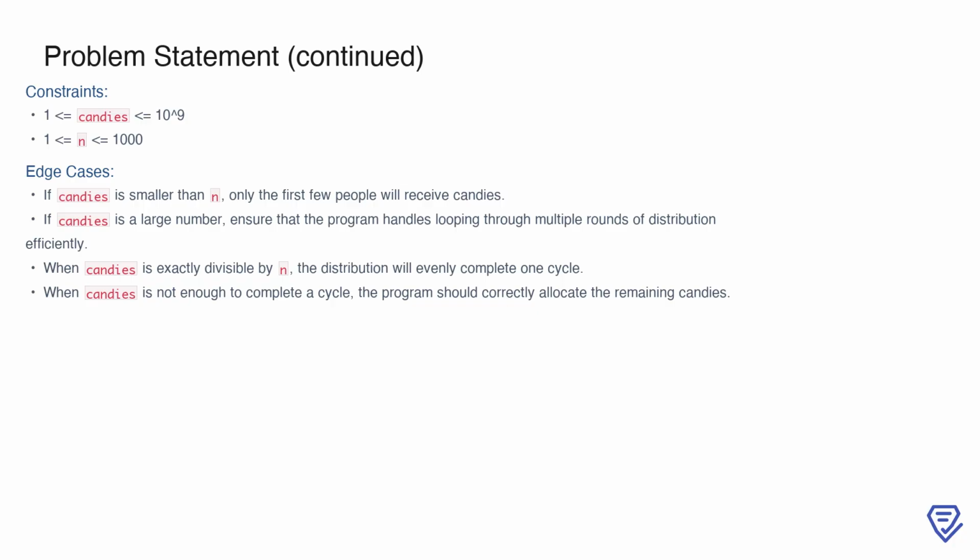There are a few important constraints and edge cases to consider. First, the number of candies can be as large as 1 billion, while the number of people can go up to 1,000. This means the solution must handle large inputs efficiently. For edge cases, if the total number of candies is smaller than the number of people, only the first few will receive candies, while the others get none. If the total candies are exactly divisible by the number of people, the distribution will evenly complete one cycle. On the other hand, if there aren't enough candies to complete a cycle, the program must allocate the remaining candies correctly. These considerations ensure the solution works for all scenarios, from small inputs to large-scale distributions.